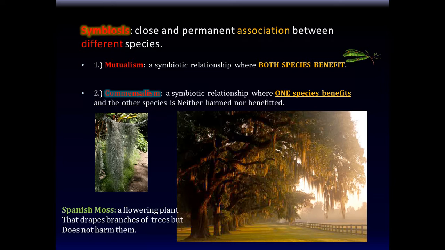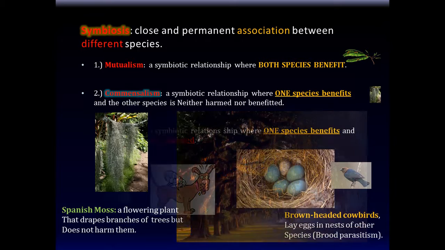Why is it hanging? Because it's sunbathing. To do photosynthesis, you need sunlight. So look at this. It's going out like sunbathing, right? It's getting all the sun, and it's not hurting the tree. The tree is still fine. It gets plenty of sun, right? So one is benefiting, but the other one is not harmed. That's called commensalism. Okay? So mutualism, where they both benefit. Commensalism is one benefits, the other one is not harmed either way.